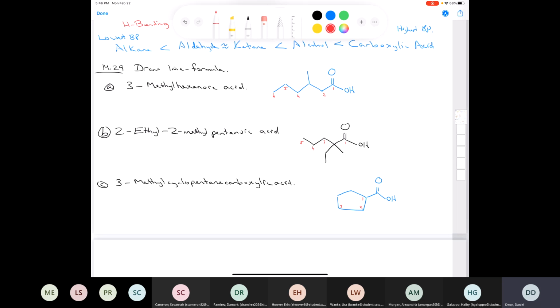So here we're going to put our methyl group. So we'll just draw a line here for CH3 like that. And there you have it. 3-methyl cyclopentane carboxylic acid. All right. Let's move on from there.